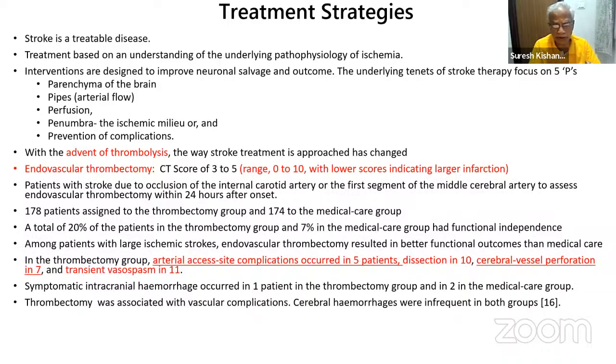Among patients with large ischemic stroke, endovascular thrombectomy resulted in better functional outcomes than medical care. Thrombectomy is still in a trial stage. It is not there in India. Therefore, for us, it is only an academic interest. Basically, what we do is medical management. Next.